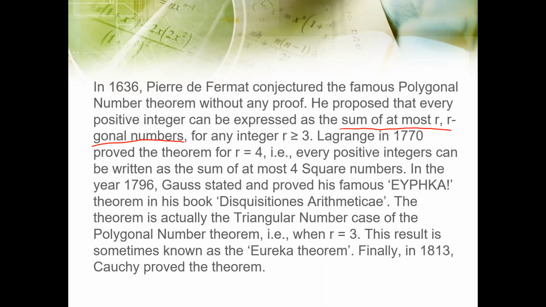In the year 1770, Lagrange proved this theorem for r equal to 4, that is, every positive integer can be written as a sum of at most 4 square numbers. In the year 1796, Gauss proved his famous Eureka theorem in his book Disquisitiones Arithmeticae, and this is nothing but the triangular number case of that polygonal number theorem. And finally, in the year 1813, Cauchy proved the polygonal number theorem.